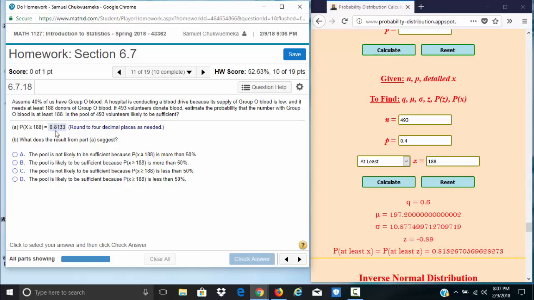So if you look at this now, the probability is 81.33%. So it's more than 50%. So you eliminate A, because it says not likely to be sufficient. No, it's likely to be sufficient because it is more than 50%. So you eliminate A, C, and D, and the correct option would be B.